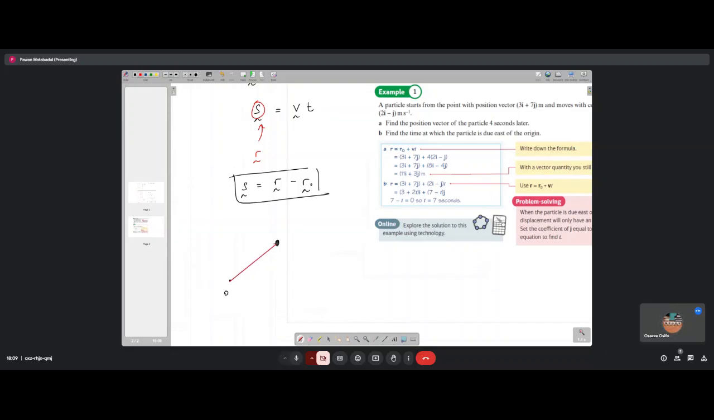Yeah. So that would be your vector S, right? Well, actually, let me make this a bit more clear. How am I going to explain this, actually? Okay, let me do this again.